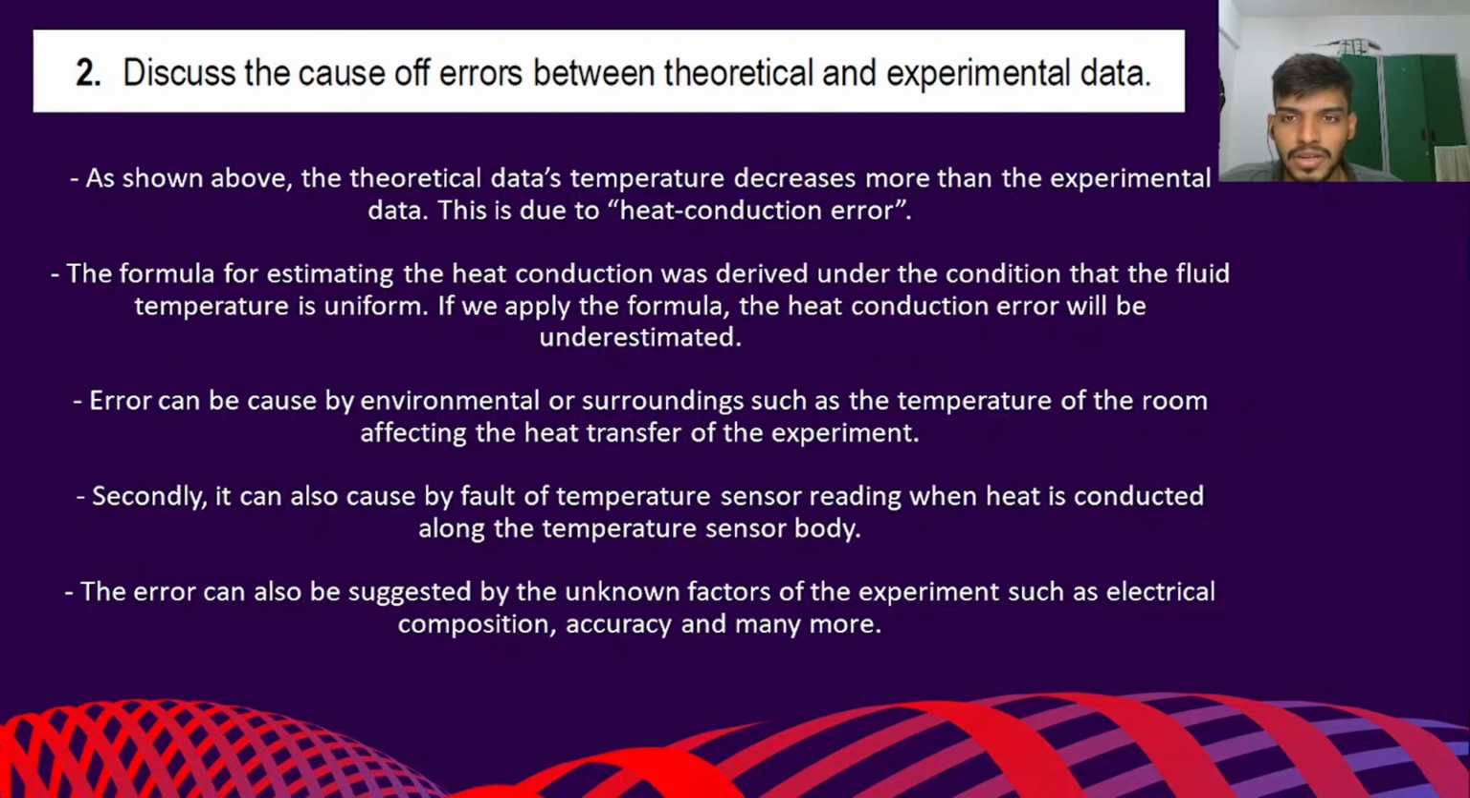Error can be caused by the environment or surroundings, as the temperature of the room affects the heat transfer of the experiment. It can also be caused by faulty temperature sensor readings when heat is conducted along the temperature sensor body. The error can also be suggested by unknown experimental factors such as electrical composition, accuracy, and many more.